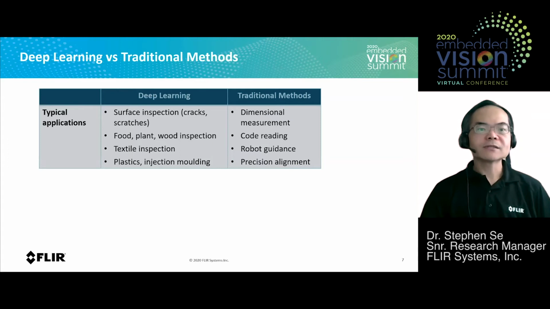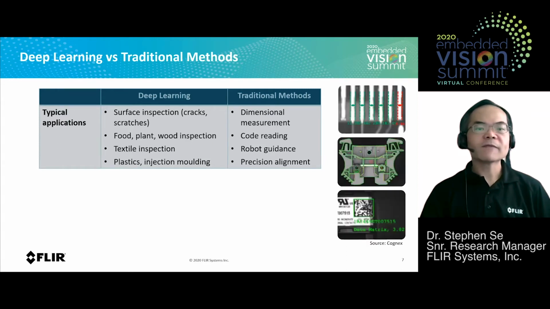While deep learning is great for many applications, it shouldn't be regarded as a panacea that solves all our problems. The traditional rule-based methods are still more suitable for certain applications such as dimensional measurement, code reading, robot guidance, precision alignment, etc. Some of these examples are shown here.